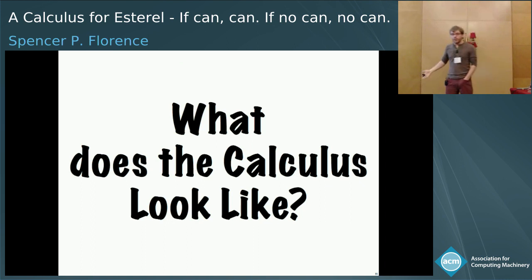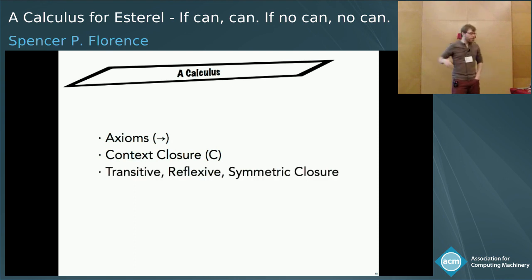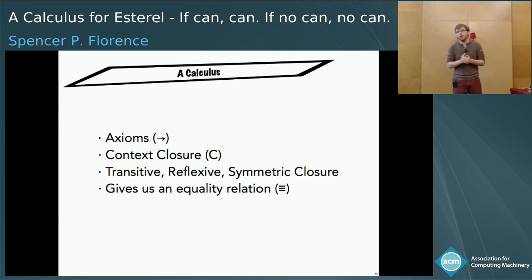So, brief introduction to Esterel out of the way. What does our calculus look like? Well, we're following the traditional Plotkin way of building this. We're going to have a set of axioms that give us a core notion of what it means to run programs. We're going to take these axioms and close them over program contexts so we can run anywhere. And then we're going to close that over the transitive reflexive symmetric closure to get an equality relation back out so we can reason about equality between programs. So this means we can run forward, we can run anywhere, and we can run backwards.